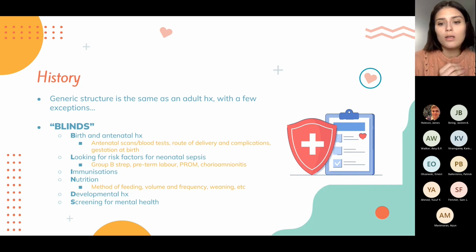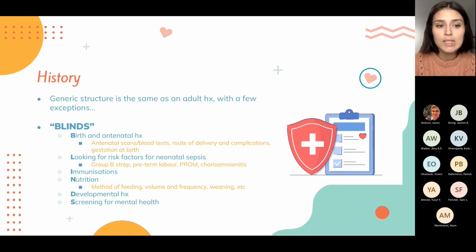Nutrition, so in older children, just general nutrition. Do they eat and drink well? Are they fussy eaters? Are they lacking any nutrients? Have they changed their feeding pattern recently and gone off their food? But in younger children and infants, it'd be like method of feeding. Are they bottle or breastfed? How much are they taking on and how often are they feeding? And have they weaned yet? If so, how did that go?